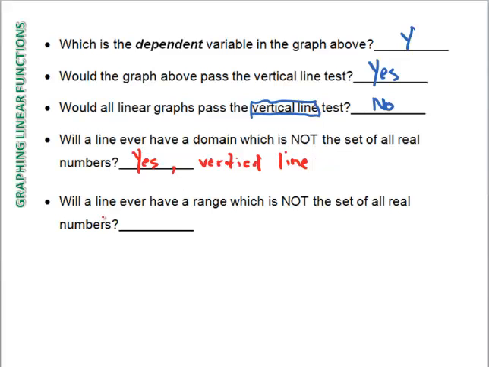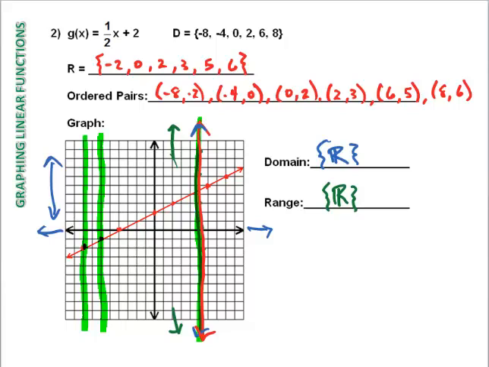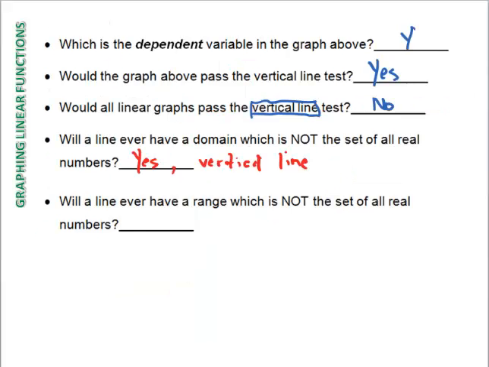Will a line ever have a range that's not a set of real numbers? And yes, if I draw a horizontal line on my graph, every point on that line will have the same range value. In this case, it's 6. Every point on this line has 6 as the y, so therefore the only range value would be 6, and that's a horizontal line. So, will a line ever have a range value which is not the set of all real numbers? And that would be yes, a horizontal line.